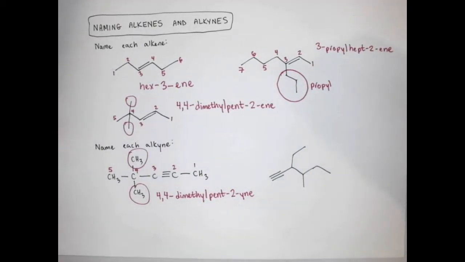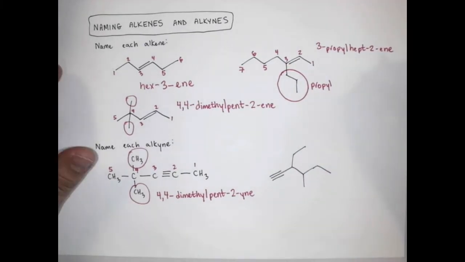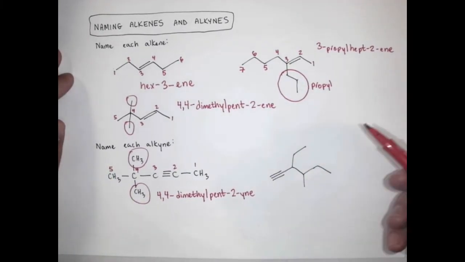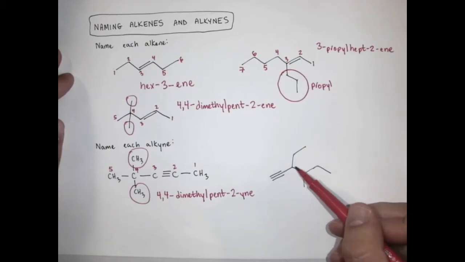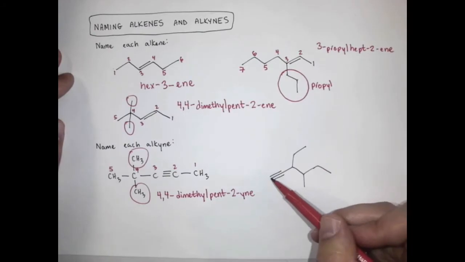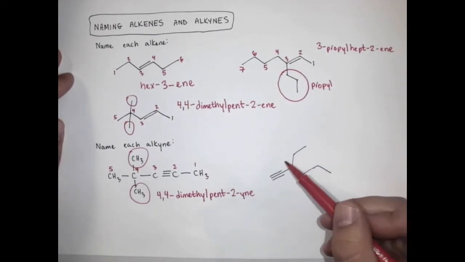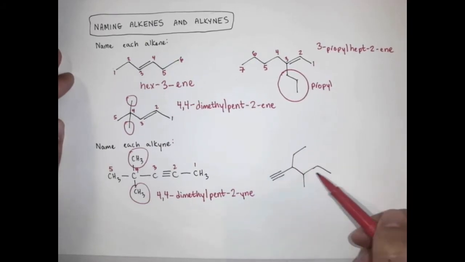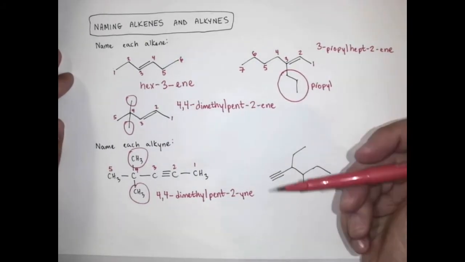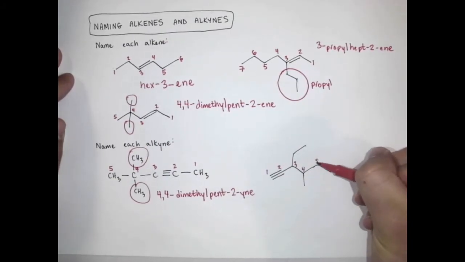All right, let's do the last one. Once again, the longest continuous carbon chain that has a triple bond is this one. 1, 2, 3, 4, 5, 6. Let's just double check. I could also go 1, 2, 3, 4, 5, but that's not as long as the 6 here on the main chain. So I'm going to go with this one. 1, 2, 3, 4, 5, 6.